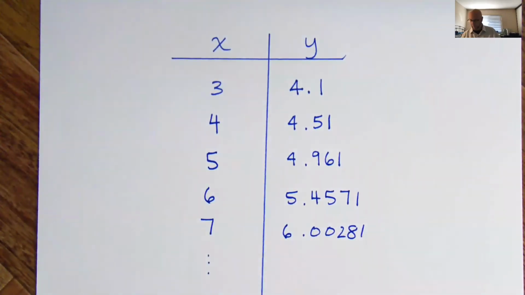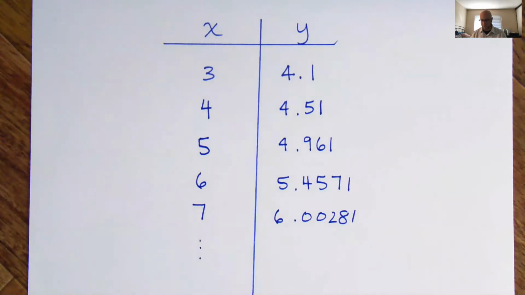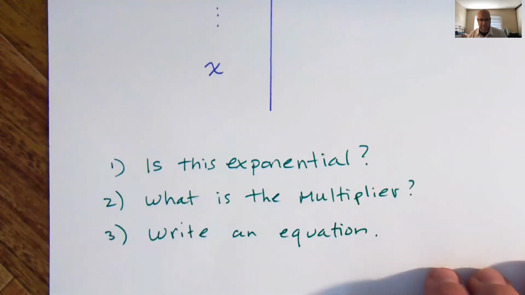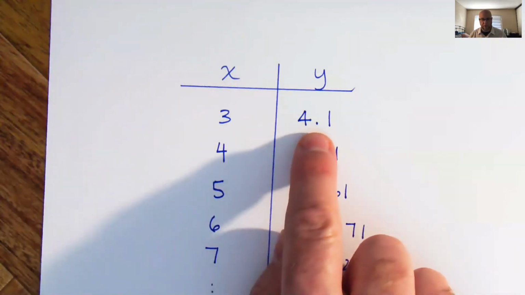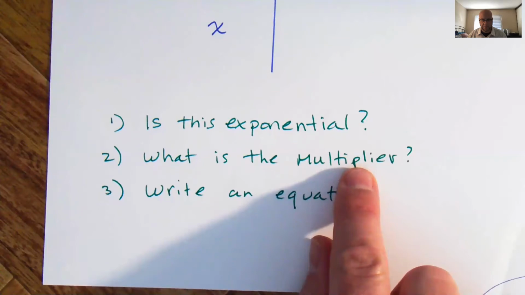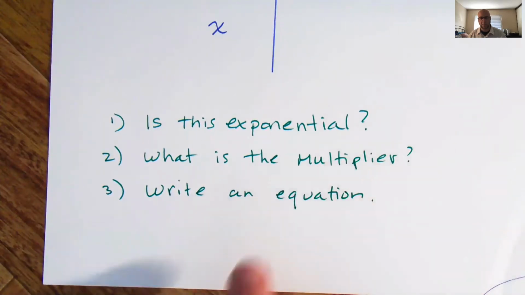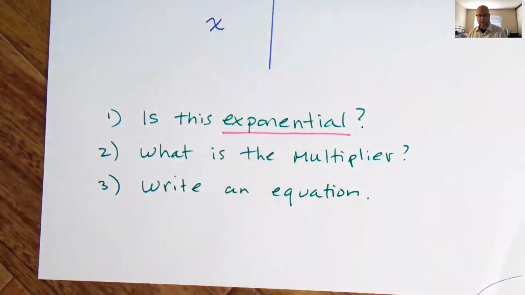Here is a problem. We are asked to find the expression, ultimately the equation. And my first question is, is this thing even exponential? If it is exponential, we're going to use the top number as our starting number. There's no question there. But what is the multiplier? And then once we know the starting number and multiplier, we can write an equation. So let's start with this first question. Is it exponential? We're not going to get fancy here. We're just going to think of it simple.